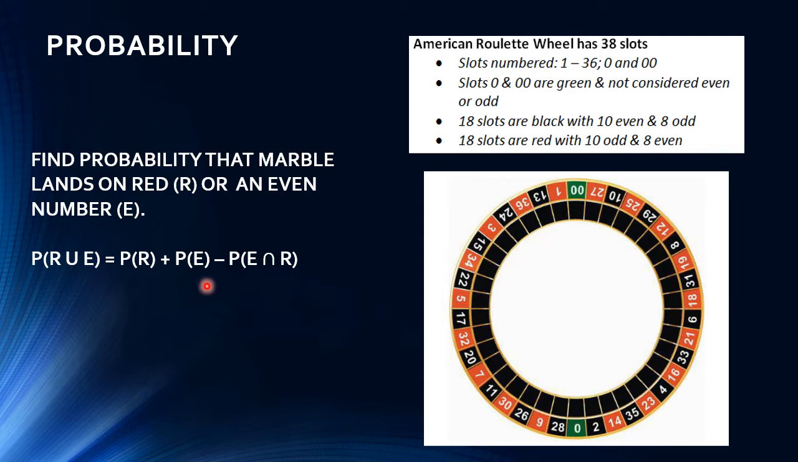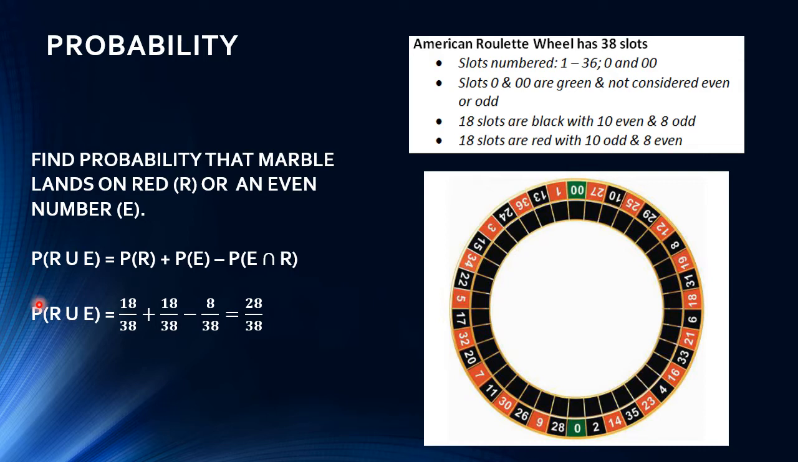So 18 out of 38 minus the probability of even and red. Well, how many of the red slots are even? 8. So we minus 8 out of 38. Okay. There are 18 red slots, so 18 out of 38. There are 18 even numbers because there are numbers 0 to 36, or excuse me, 1 to 36. And there are 8 red and even numbers, as we can see there. And so our probability is 28 out of 38.